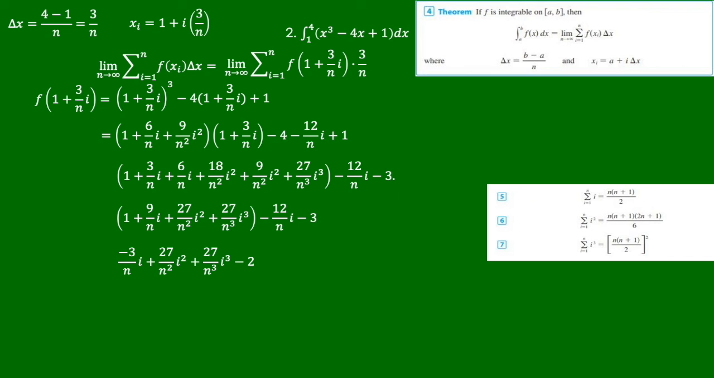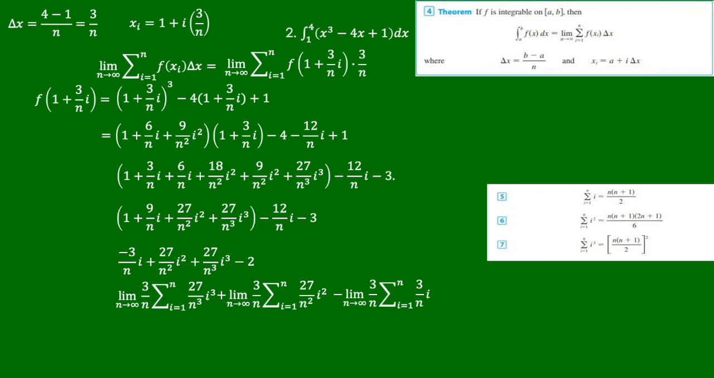So how we're going to do it is we're going to split it up into 4 different summations. And since i cubed is the highest term, I'm going to write that one first. So this is the first summation. Remember, everything is multiplied times 3 over n. Then you add the second summation, which is 27 over n squared i squared. Then the next one would be minus 3i over n. And the last one will be minus 2. Remember, the 3 over n is what we took out in the beginning. That's why it's there for every single one of the 4 terms.